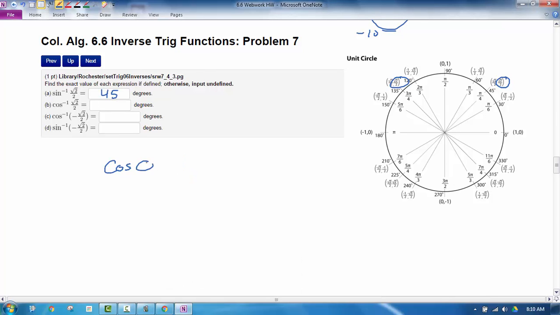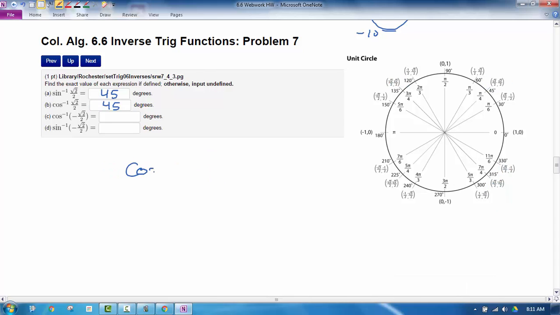Now the next one would be the cosine of theta equals square root of 2 over 2. All I'm doing is saying this is equal to theta, and then switching the theta and the square root of 2 over 2. So I'm looking for an angle where the cosine is square root of 2 over 2, and on the unit circle, that's the x value, so that'd be right here. Or also down here would work as well. I'm sorry, right here. So either one, but I'll just use 45 again.